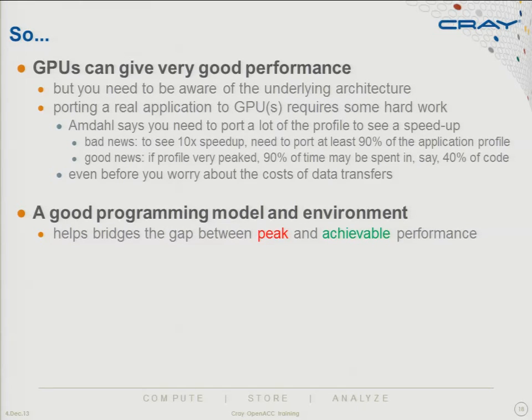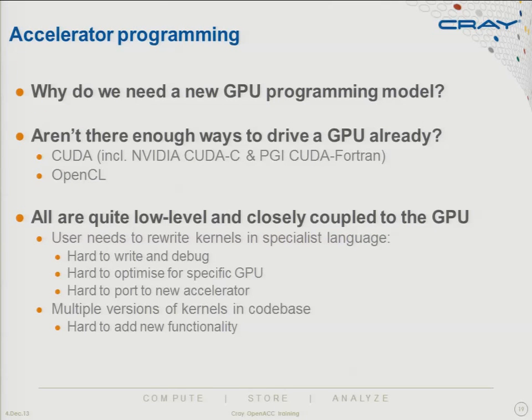If you're really going to see performance gains, you're going to have to port most of your computational work to the GPU. And Amdahl's law didn't factor in the fact that moving data between CPU and GPU is expensive. So that's an additional drain. So you really want to port as much of your application as you can.